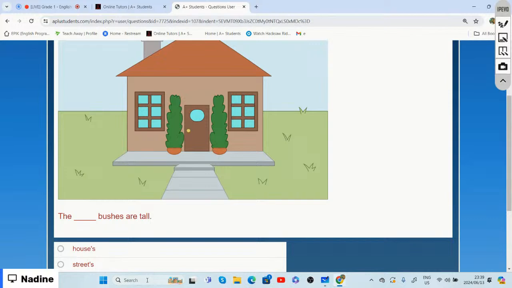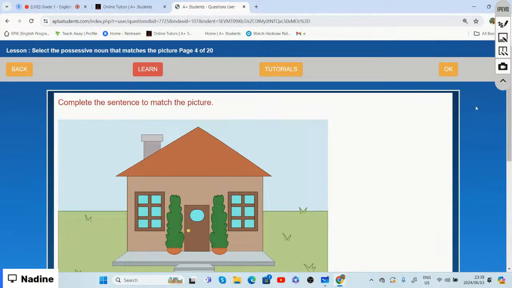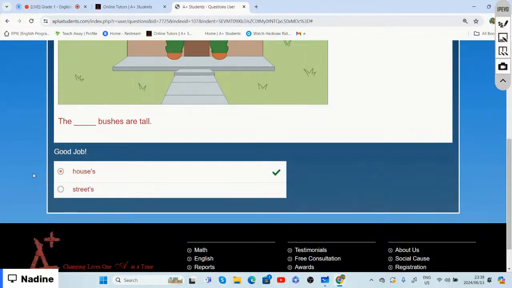All right, and if we were to choose the correct answer, we would say it is the house's bushes that are tall, because we can see that the bushes are quite tall in front of the house. So we say the house's bushes are tall, and we're specifically referring to that one house, right?